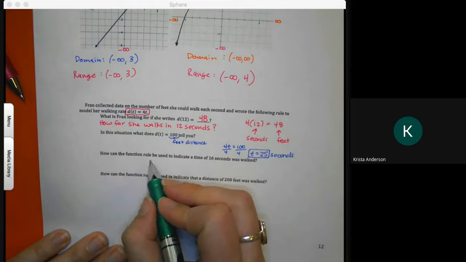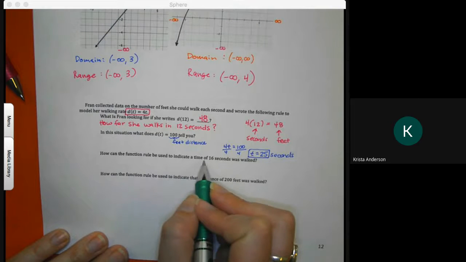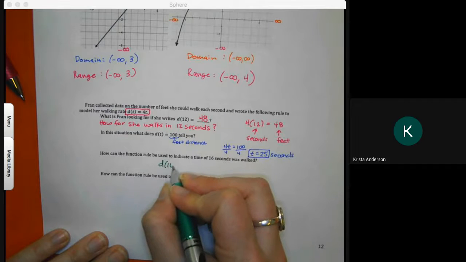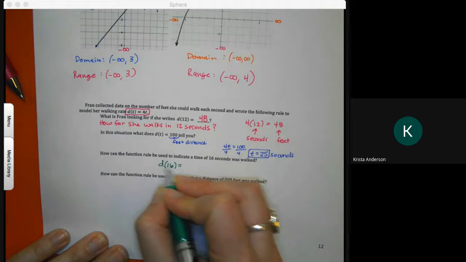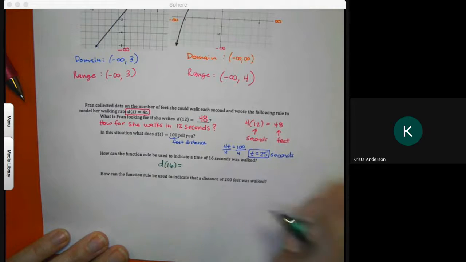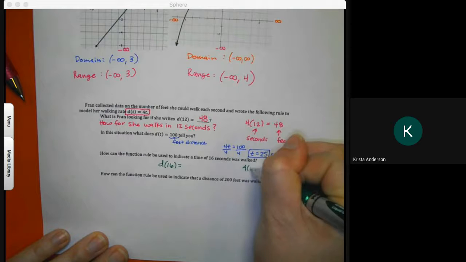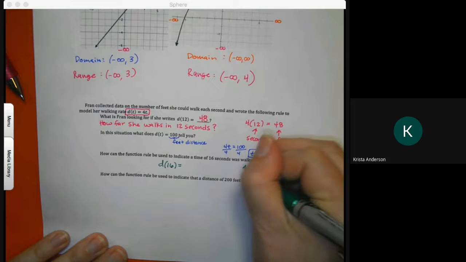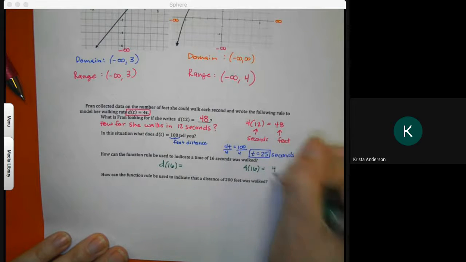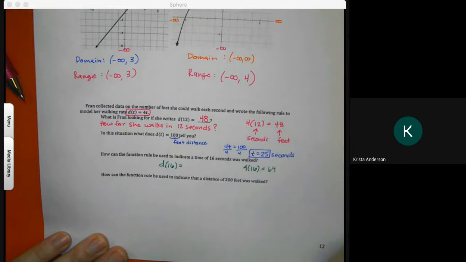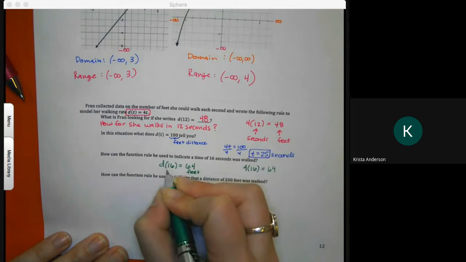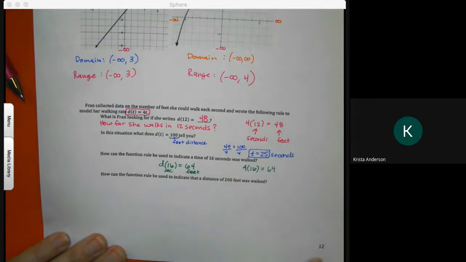How can the function rule be used to indicate a time of 16 seconds was walked? Then I would write the time is 16, and then I would plug that in to see what it equals. So 4 times 16 is equal to 64. 64 feet when there are 16 seconds.